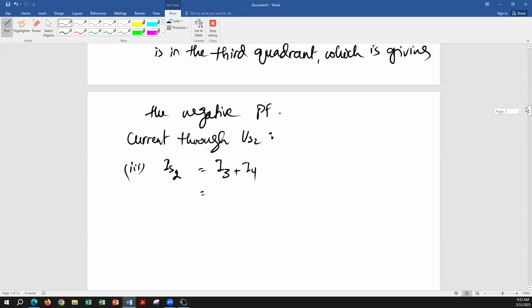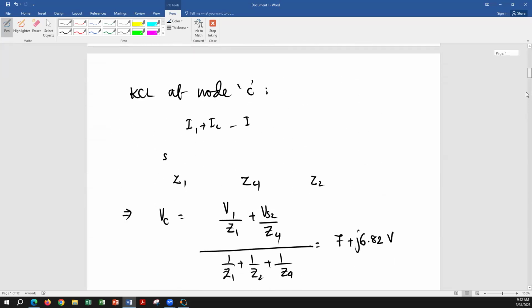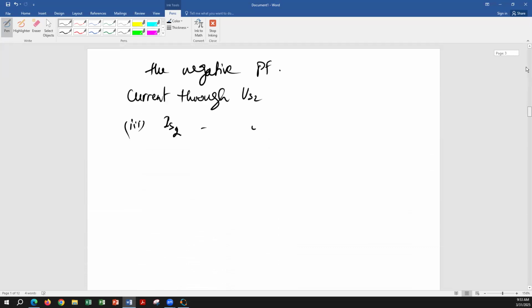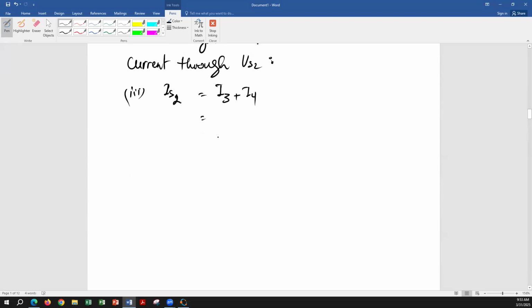Okay, I3 is passing through Z3, I4 is passing through Z4, but what are the voltages? The I4 voltage is VS2 minus VC, and the I3 voltage is VS2 minus VS1. So IS2 is equal to (VS2 minus VS1) over Z3 plus (VS2 minus VC) over Z4. Let's calculate that.